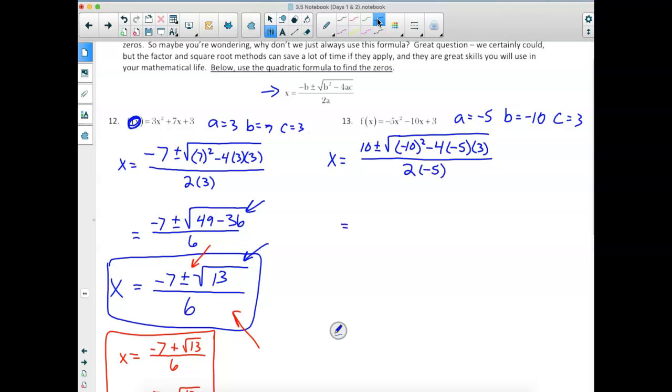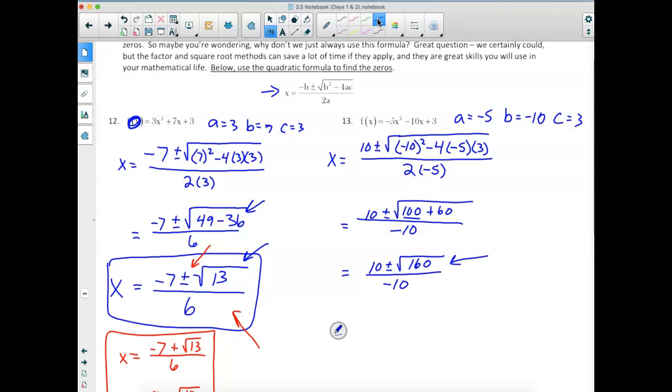Now, we don't want decimals for these guys. We want simplified roots, okay? So I get 10 plus or minus the square root of, well, negative 10 squared is 100. This first number right here is always positive because it's squared, okay? Negative 4 times negative 5 times 3. 20 times 3, that would be plus 60, all over negative 10. So I really have 10 plus or minus the square root of 100 plus 60, which is 160, over negative 10.